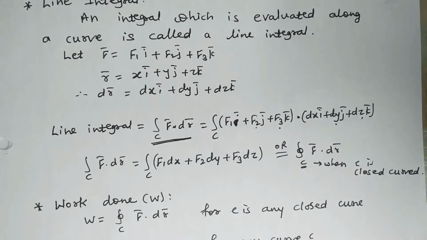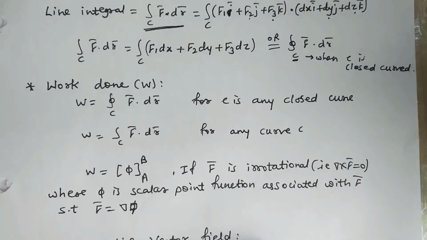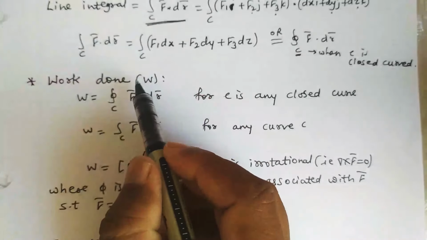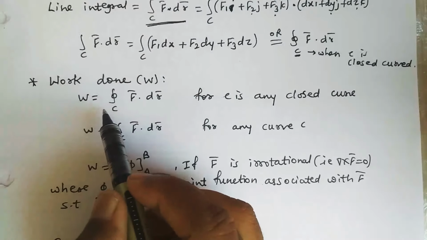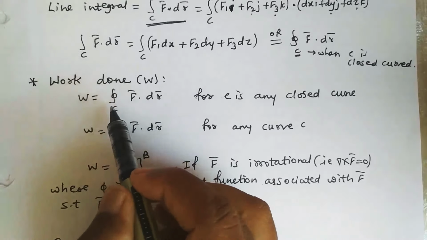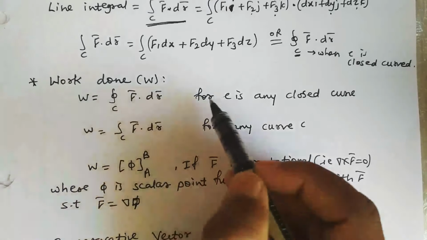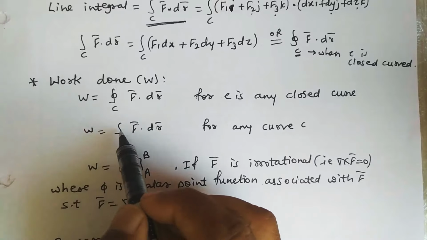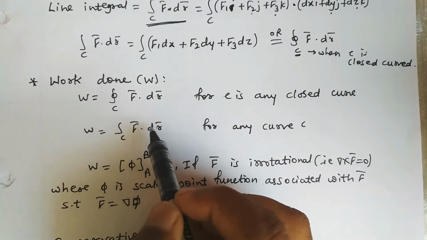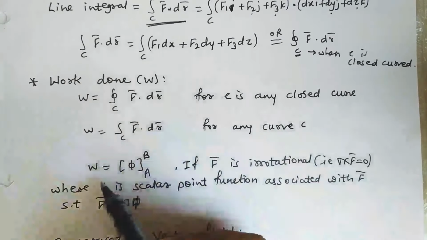Now next concept, work done. So what is work done? The notation we are going to use for work done is W. W is equals to closed integral over C f bar dot dr bar for C any closed curve, or work done W can also be written as integration over C f bar dot dr bar for any curve C.